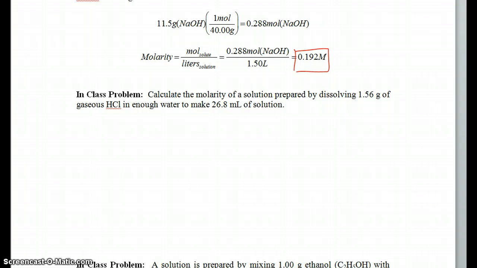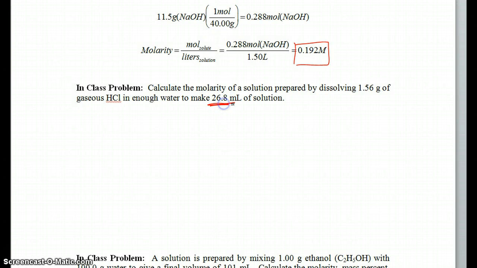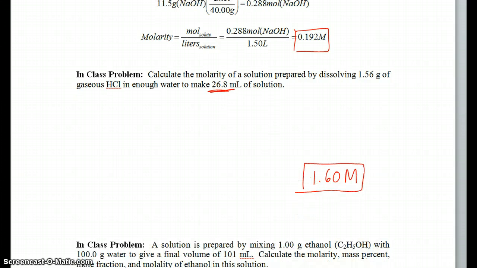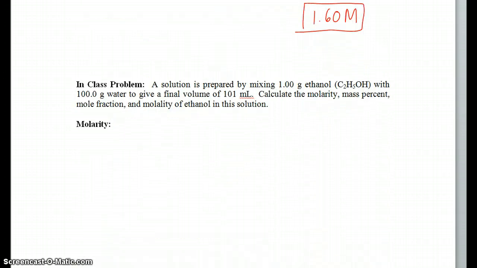Okay, so go ahead and look at the next in-class problem. So it works the same way. Make sure to convert milliliters here to liters, but otherwise it works the same way. So you'll use the molar mass to convert from grams to moles. Okay, so go ahead and pause the screencast and find the molarity there. Okay, when you do that, your answer should be 1.60 molar. Okay, and so when we say molar, we mean molarity, and we use a capital M as the unit there.